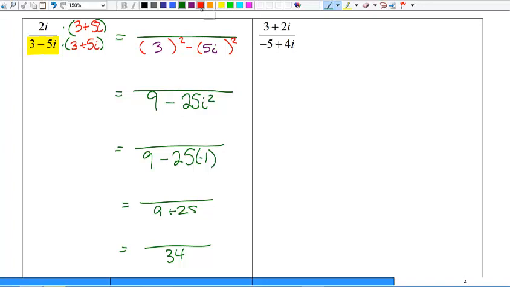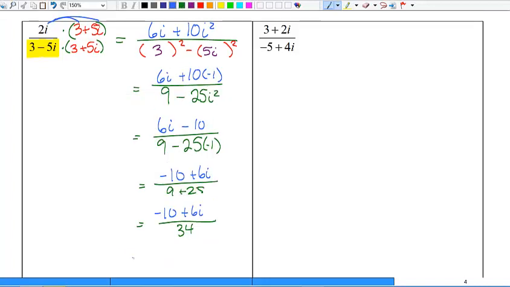We know that 25i squared turns into 25 times negative 1, or 9 plus 25, which is 34. Now that I have successfully got the i's out of the denominator, that makes me very happy. I can go back and distribute the numerator, which gets me 6i plus 10i squared. We know that i squareds can be turned into negative 1s. So 6i minus 10. Minus 10, that's a real number. That needs to go in front.